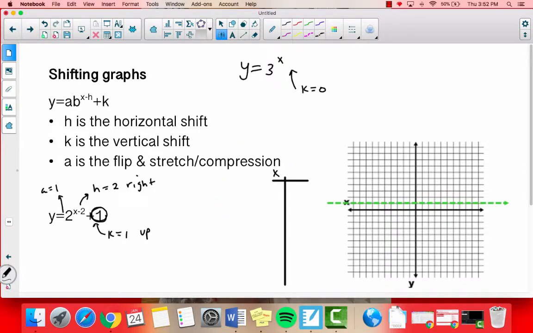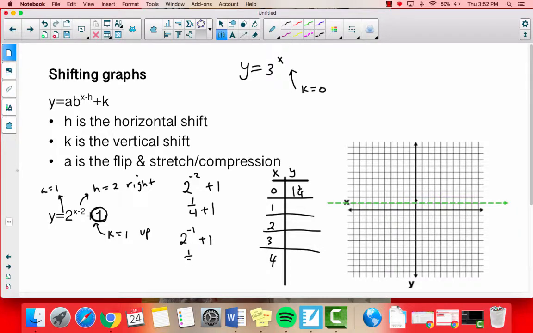And so now we can just plug in points and figure out what we've got. So I'm going to plug in x's and y's here. I'm going to plug in 0 up to, let's see, maybe +4. We'll try that. If I plug in 0, I get 2 to the -2 plus 1. That's going to reduce to 1/4 plus 1, or 1 1/4. So I'm going to plot that. So 0, 1 1/4. I'm going to plug in +1. 1 minus 2 is -1. So I'd have 2 to the -1 plus 1, which is 1/2 plus 1, or 1 1/2. So I'll plot 1, 1 1/2.